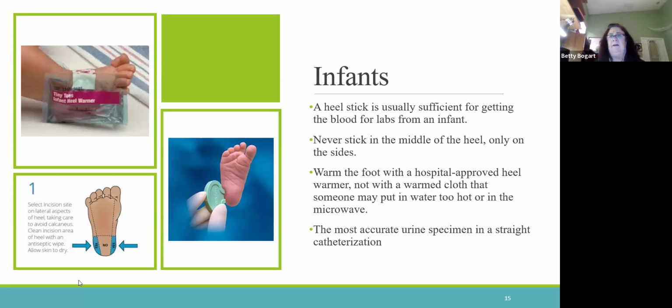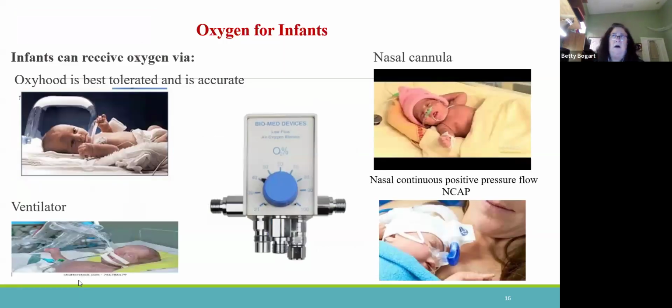It dilates the area. I always put that foot below them and I sit down below them when I do these heel sticks. And I'm going to do it on the sides because in the middle is the calcaneus bone. And if that gets hit with a lancet, it causes osteomyelitis. So we don't want to do that. So we hit the side and then we put the leg down and slowly, very gently squeeze it. And because it's down and it's warm, you just scoop up the blood and it works beautifully. You don't want to over squeeze and hurt that little heel.